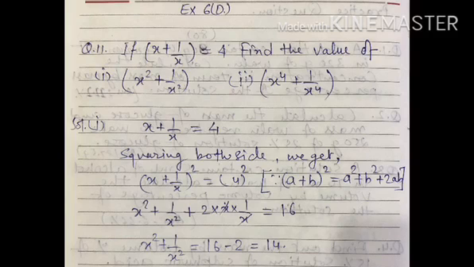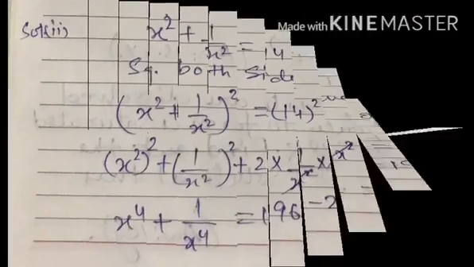4 whole square. By using the identity (a plus b) whole square is equal to a square plus b square plus 2ab, this is x square plus 1 upon x square plus 2 multiplied by x multiplied by 1 upon x is equal to 16. Next step, x square plus 1 upon x square is equal to 16 minus 2, which is equal to 14.